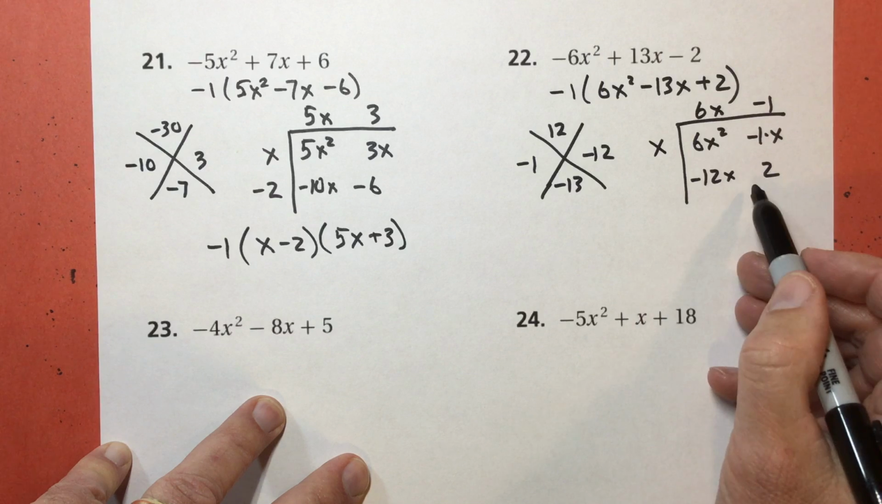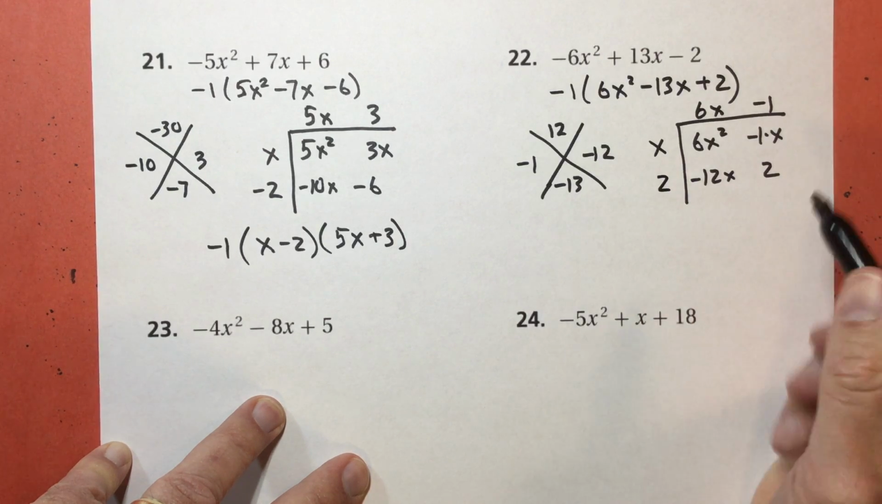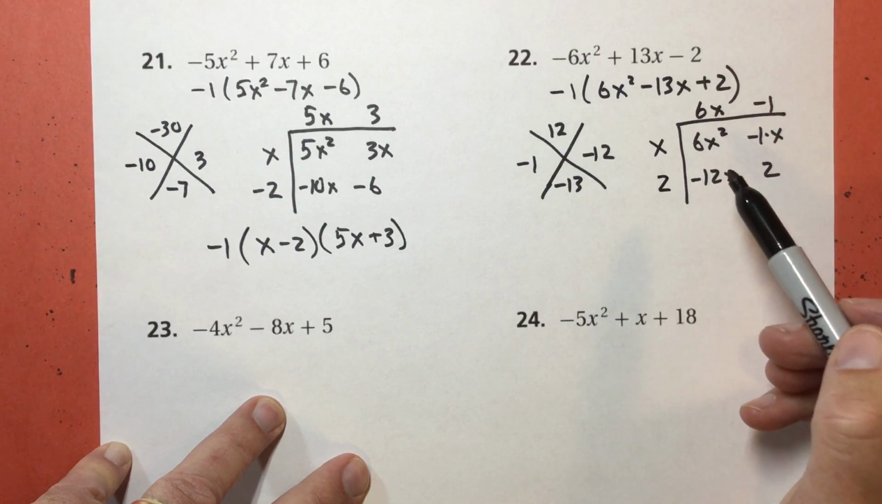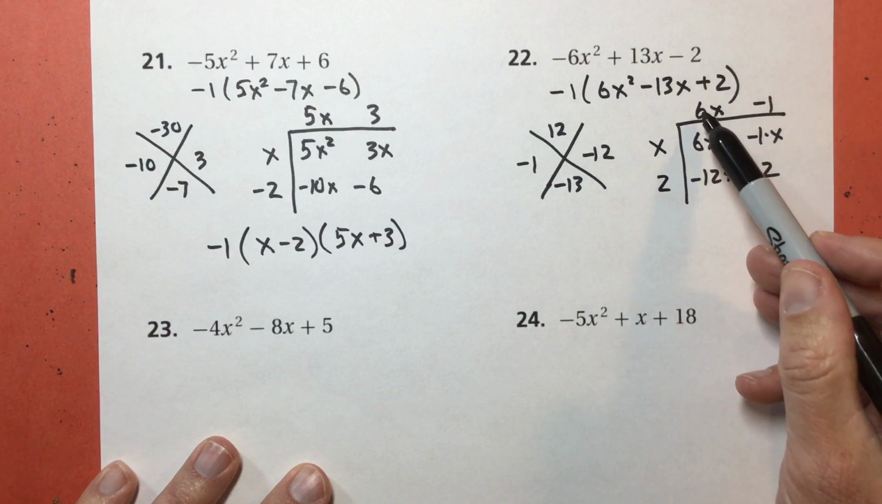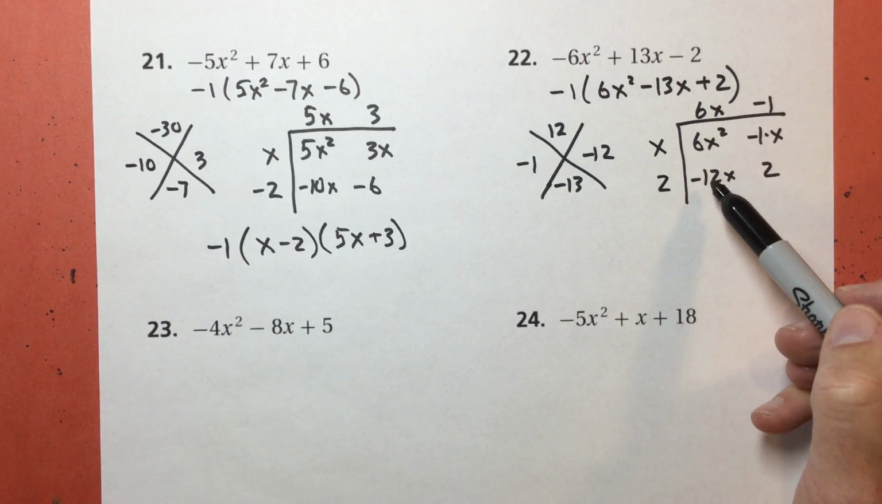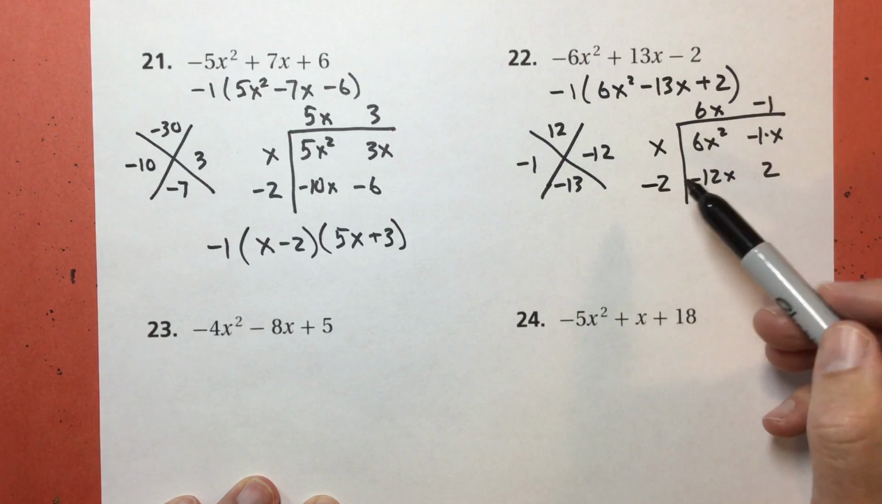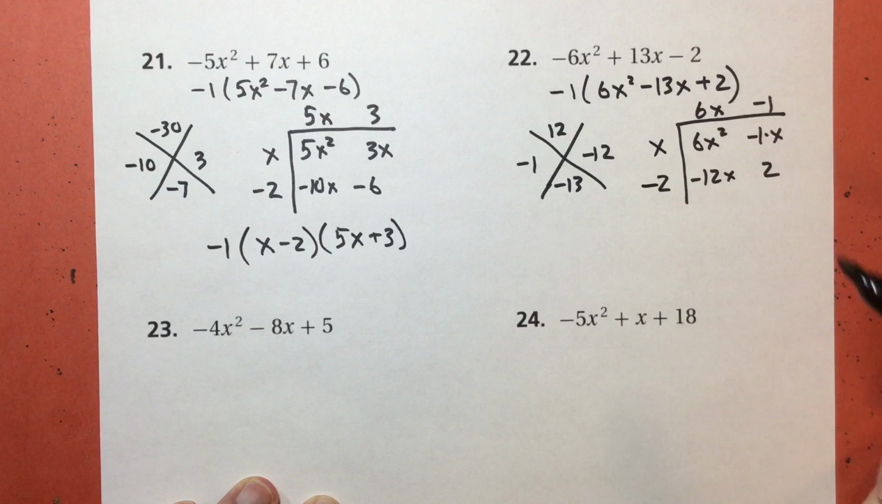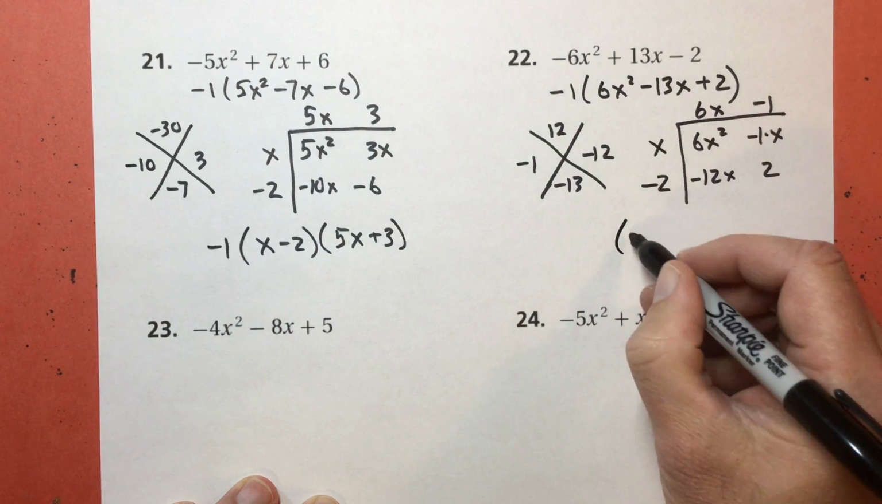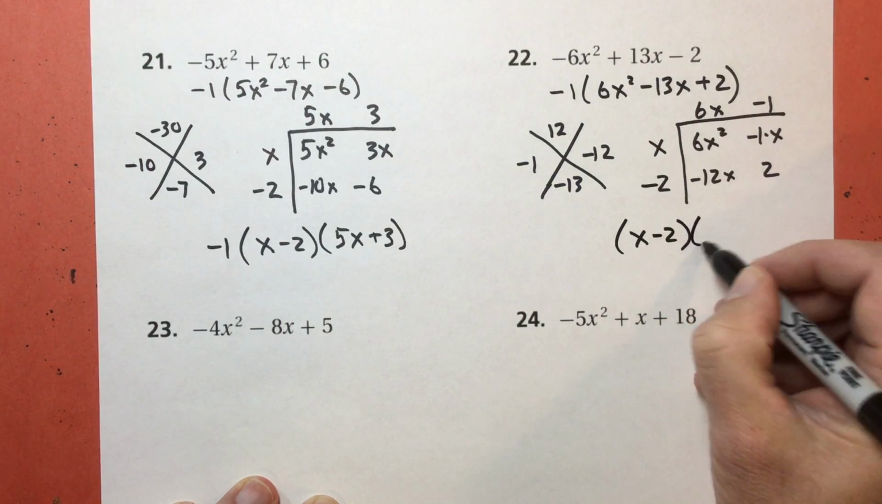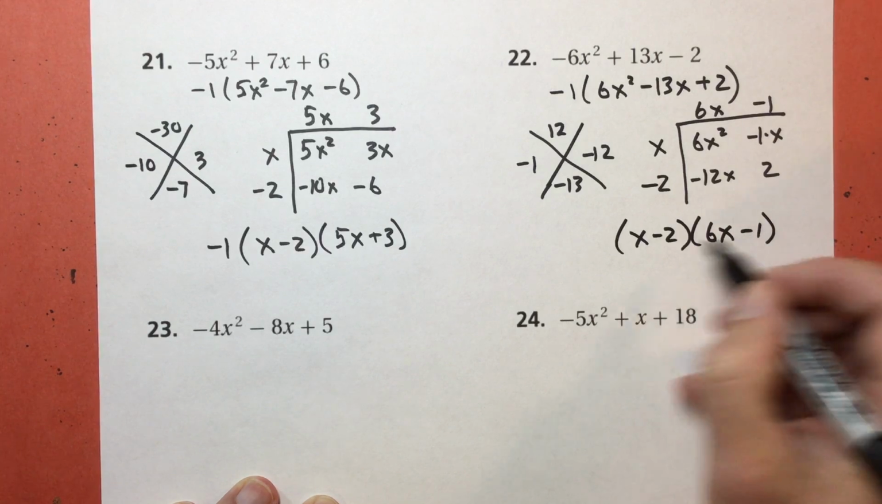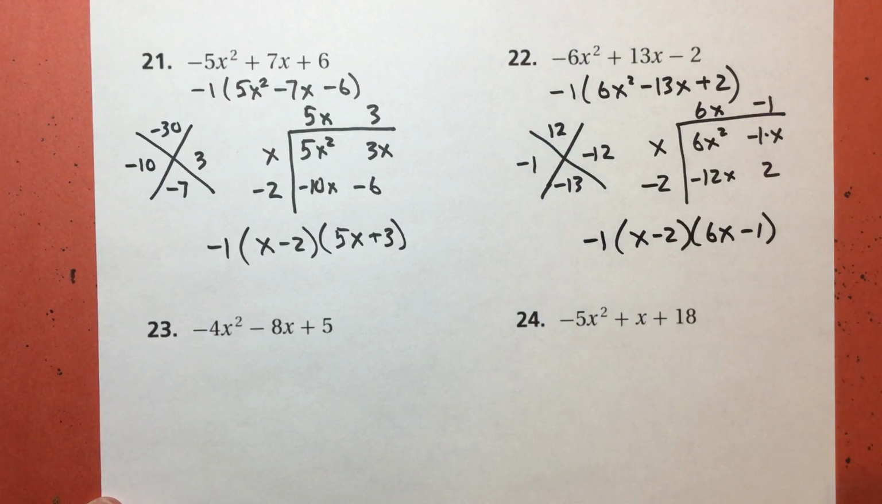What do these two have in common? They both have a 2. But if I do 2 times positive 6, I get positive 12. So I have to factor out a negative 2, and then negative 2 times negative 1 equals positive 2. So I get x subtract 2 times 6x subtract 1, and don't forget the negative 1.